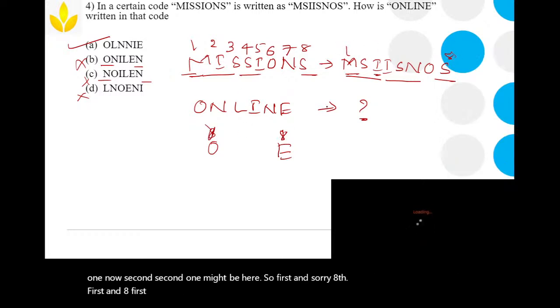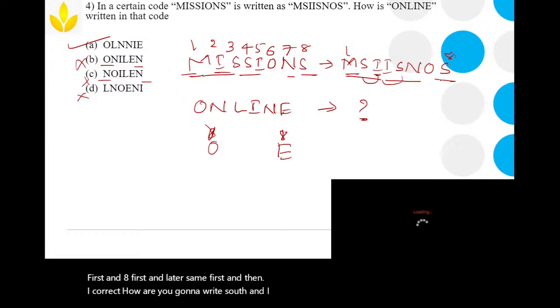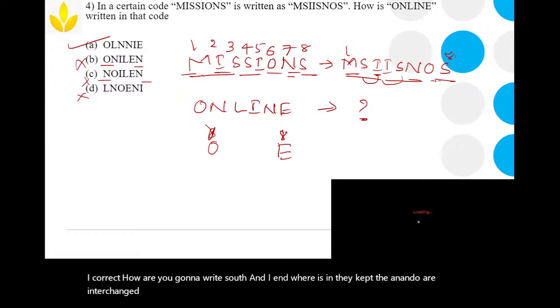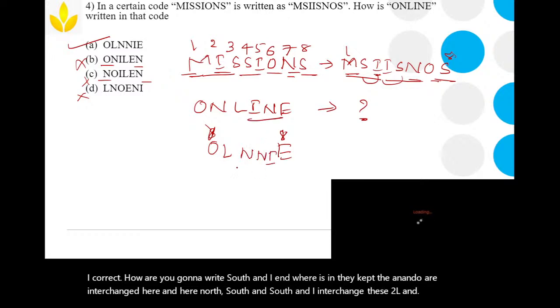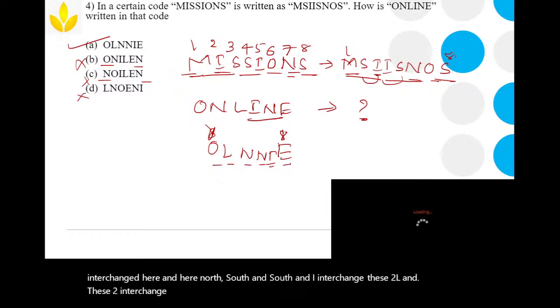First 8, and then S I, correct? How are you going to write S and I N? Where is N? They kept the N and O interchanged here. O N and here N O. S and I, interchange these two. L N, and these two interchange. N I. O L N N I E. O L N N I E.